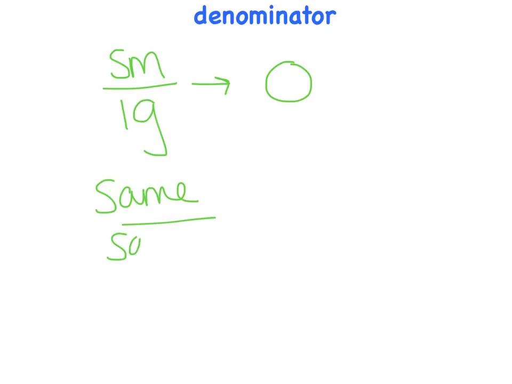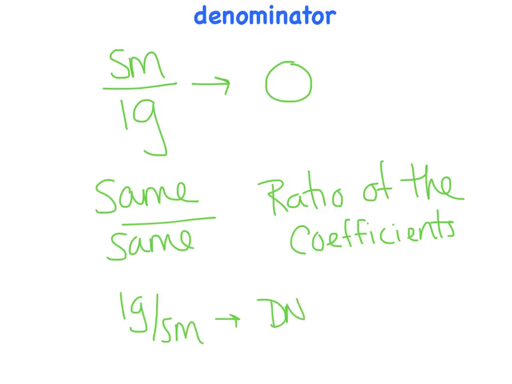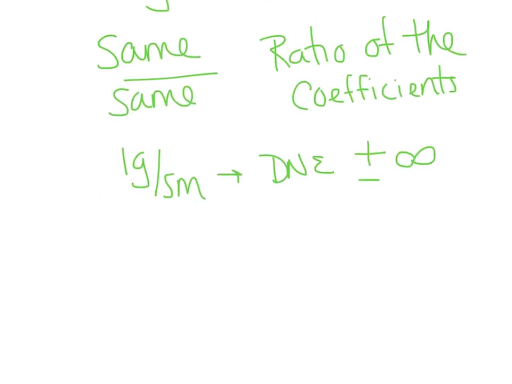If you get same over same, we're going to go with the ratio of the coefficients. And lastly, if you get a large over small, we can say two different things. Some textbooks like to say does not exist, but our AP mostly uses plus or minus infinity. And you'll have to figure out whether it is a positive infinity or a negative infinity.